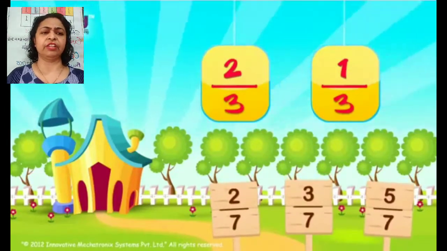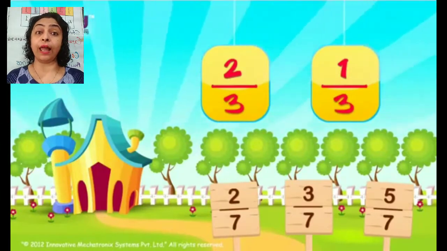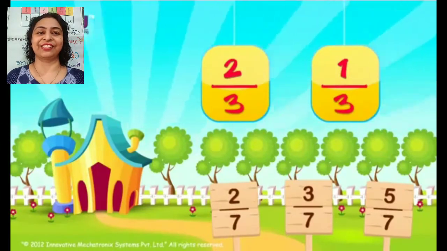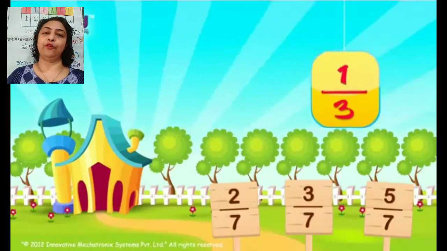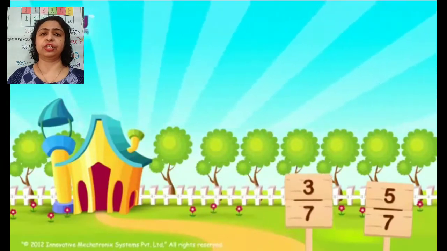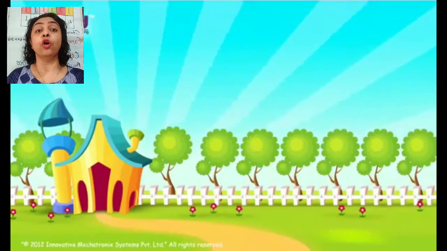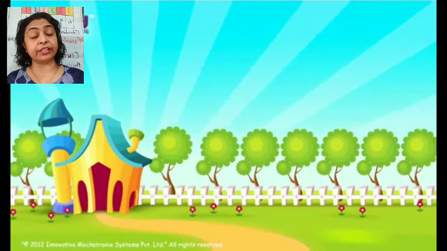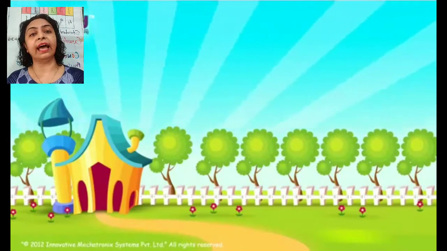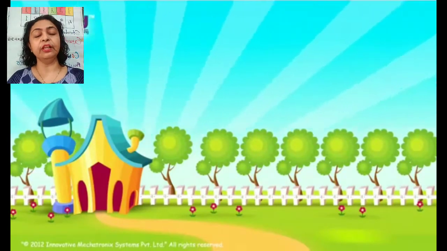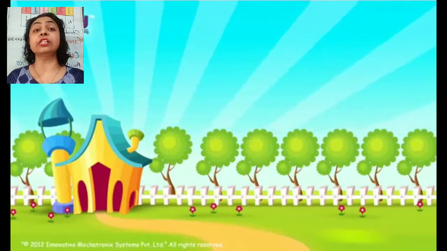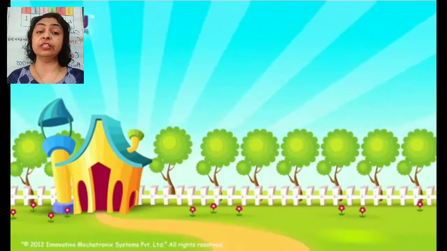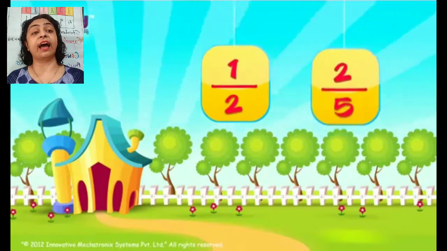2 by 7, 3 by 7, 5 by 7, all are like fractions. Okay, children? Now we will know about unlike fractions. What are unlike fractions? When denominators are different, we will call them unlike fractions. Example, we will see a few examples of unlike fractions when the denominators are different.